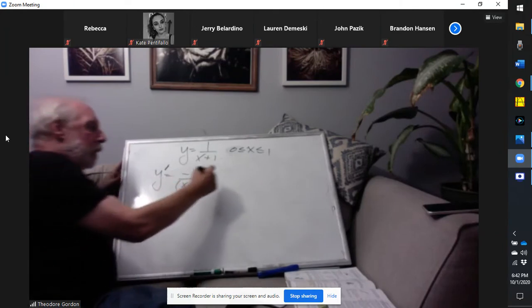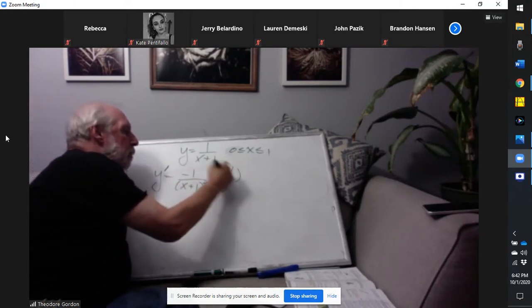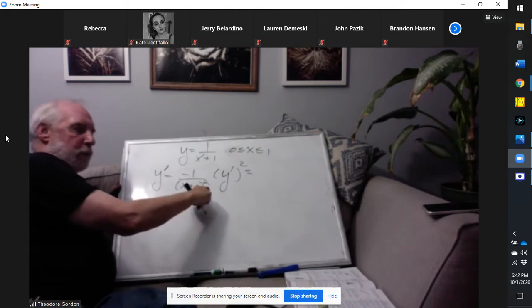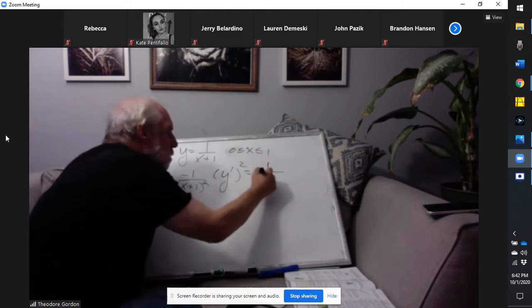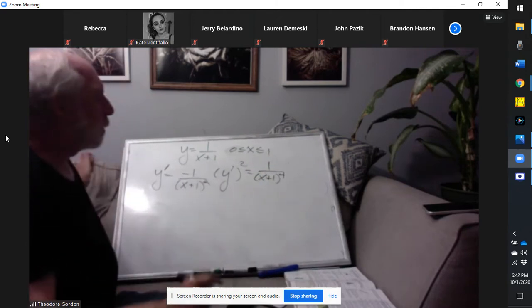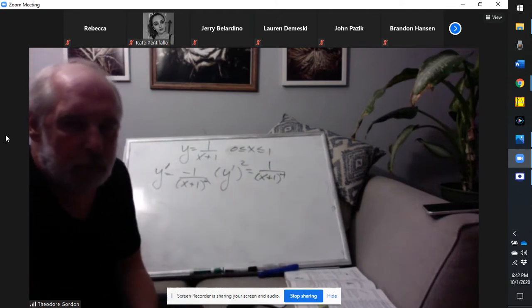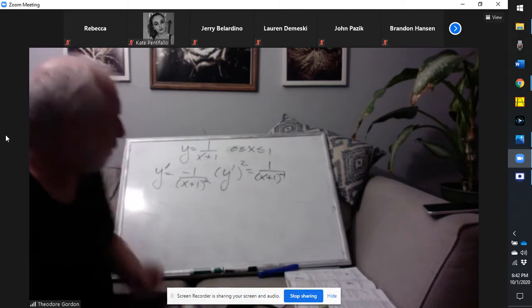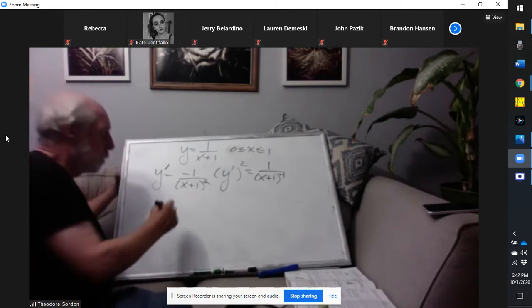Now we have to square that. So the derivative squared, the negative goes away, and this turns into a 4. And that's the derivative squared. Right. Okay, good with that? Yeah.